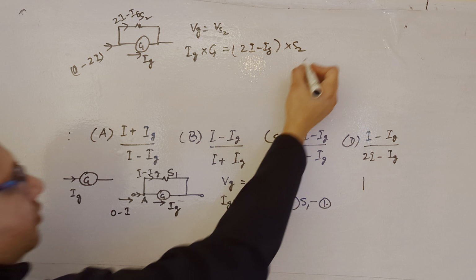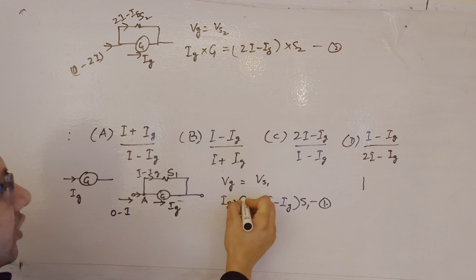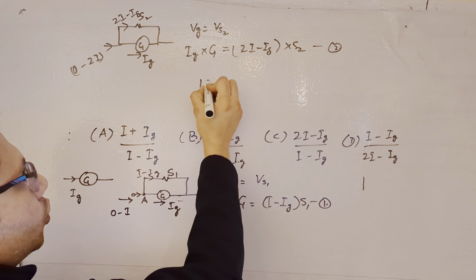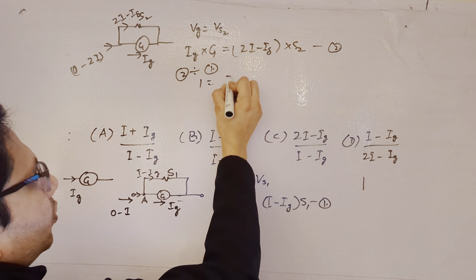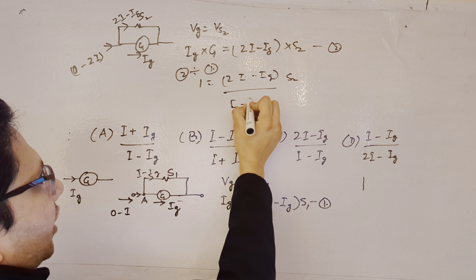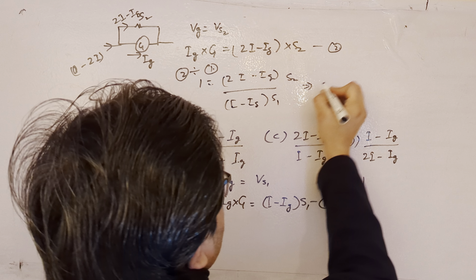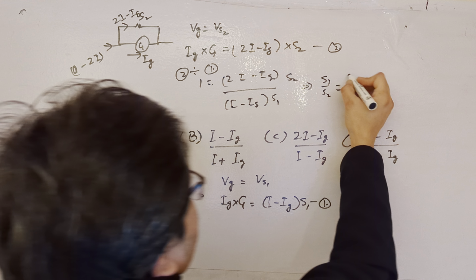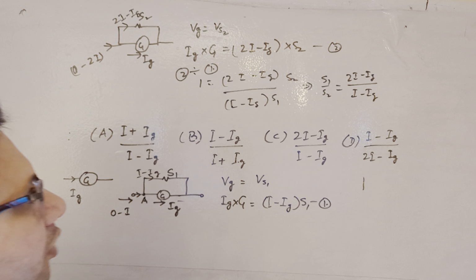Now, solving these two equations by dividing them, we get the term Ig into G on both sides. On the left-hand side it cancels out and we get the value 1. So 1 is equal to, suppose we are doing 2 divided by 1, (I minus Ig) upon (2I minus Ig) into S2 upon S1, and we have to find out S1 upon S2. So S1 upon S2 should be equal to, cross multiplying it, (2I minus Ig) upon (I minus Ig). So this is the particular ratio.